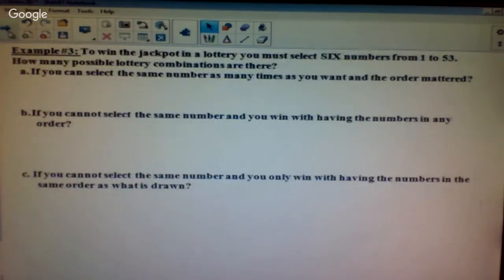Okay, let's take a look at this one. To win the jackpot in the lottery, you must select 6 numbers from 1 to 53. How many possible lottery combinations are there? One of these is a multiplication rule, one is a combination, one is a permutation. You need to figure out which. Take a minute, look at it, write down what you think, and then we'll go over it.